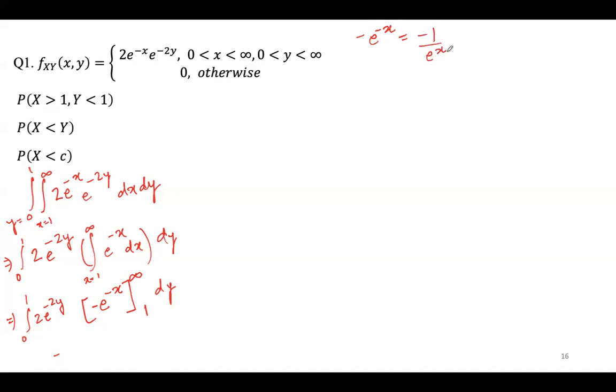Now, when x is equal to infinity, this is equal to minus 1 upon a very large number, so it's almost 0, right? And when x is equal to 1, it's going to be just 1, right? So it's going to be minus e. So minus e, that's going to give you plus e, right? Does that make sense? Yeah, should be okay.